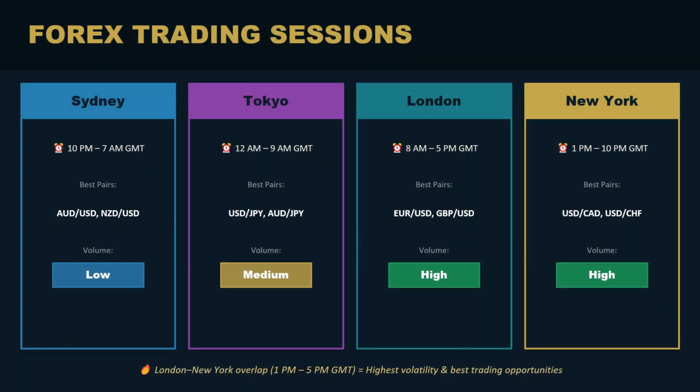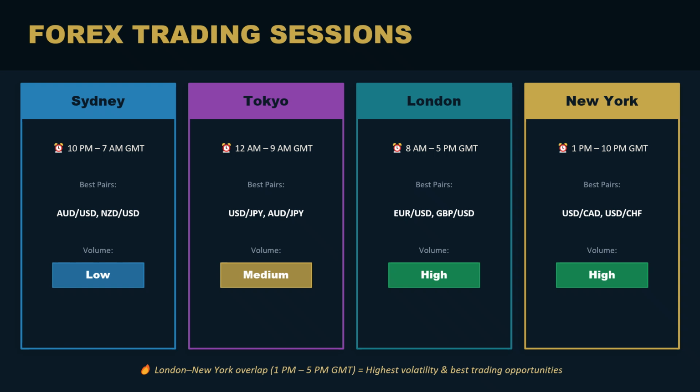Because Forex trades 24 hours a day, it's broken down into 4 major trading sessions, each named after a major financial center. The first to open is Sydney around 10 p.m. Greenwich Mean Time. This is usually a slower session with lower volume, and the most active pairs are those involving the Australian and New Zealand dollars.